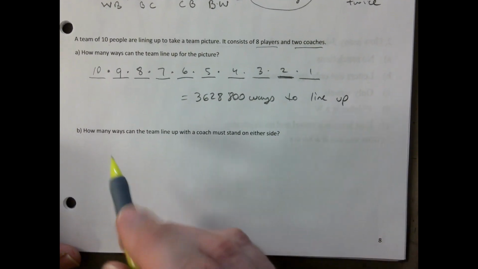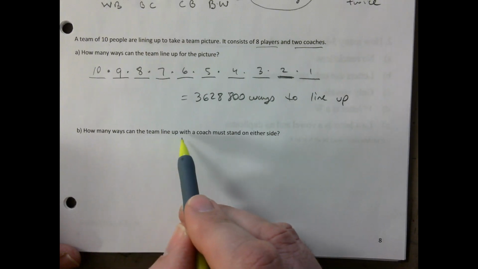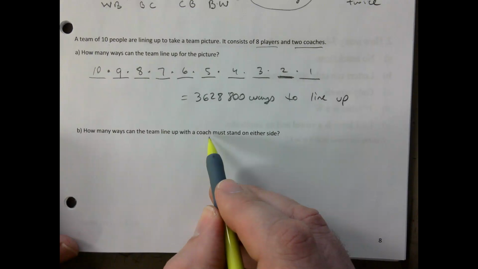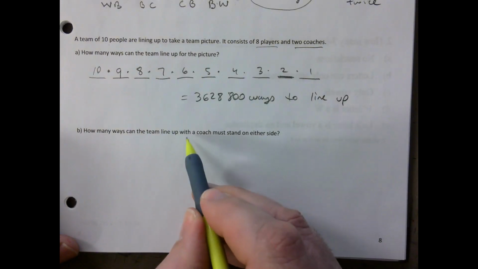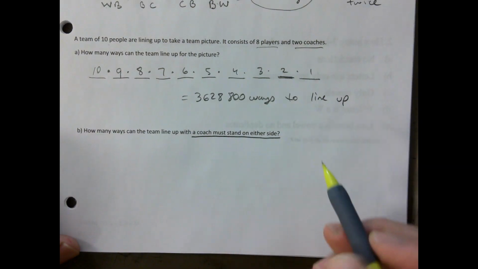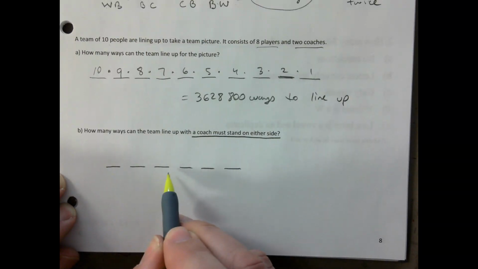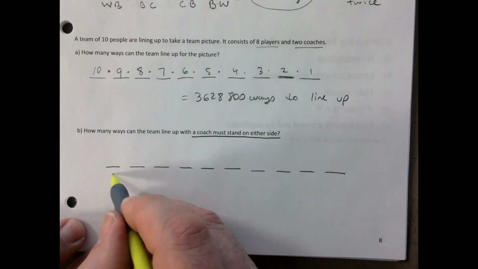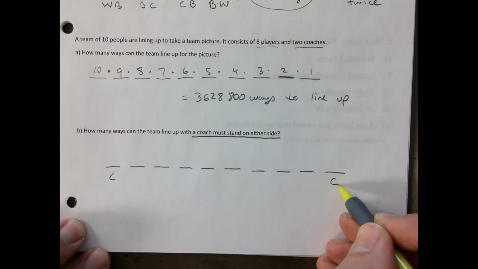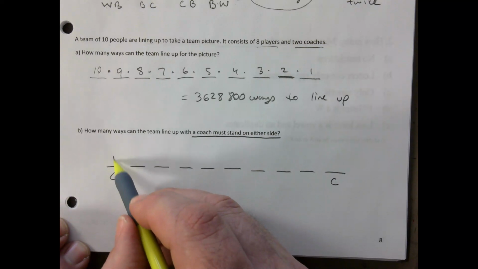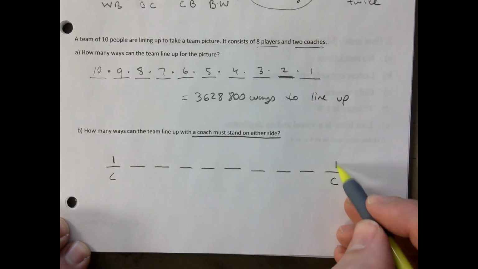How does that change? How many ways can a team line up with a coach, right, that must stand on either side? A coach needs to stand on either side. How is that going to change? Let's make our 10 lines here. So you have to have a coach here and a coach there. Let's figure that out first. So a coach there and a coach there.